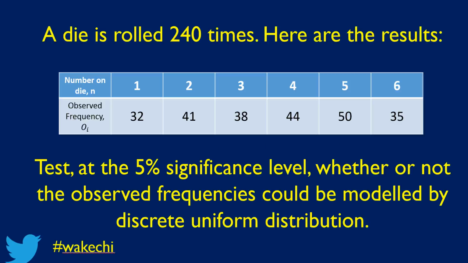Right, well, I've done some talking, so now it's your turn. Here's a problem for you. I'll read out the problem, then if you want to pause the video, have a go at the problem yourself, and then I'll go through the solution and see if you get what I got. A die's rolled 240 times, and here are the results. You're going to test at the 5% significance level whether or not the observed frequencies could be modelled by a discrete uniform distribution.